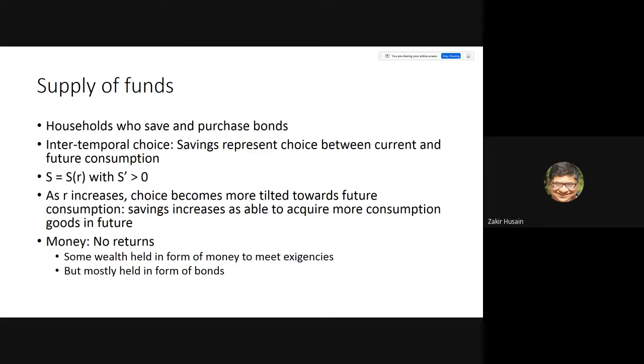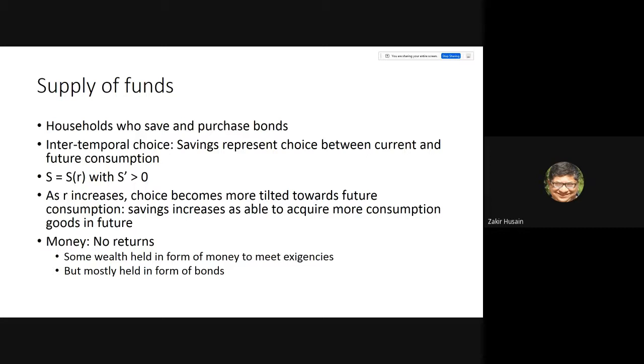Why are you accepting this sacrifice? Because your future consumption is going to go up. So if your rate of interest increases, it means you're going to get more in the future. So it's quite likely that as R goes up, you're going to save more and you're able to consume more in the future. The choice becomes tilted towards future consumption. Savings increases, you're able to acquire more consumption goods in the future.